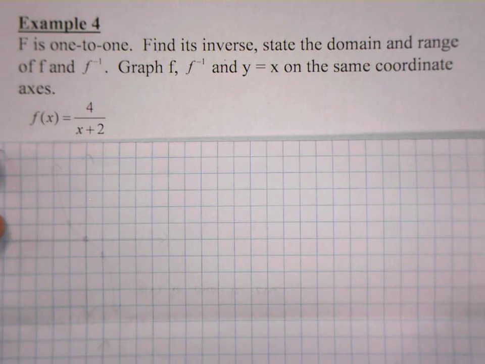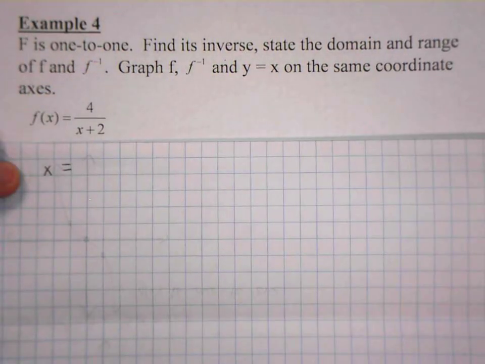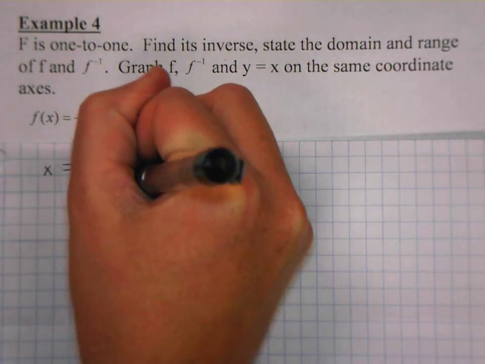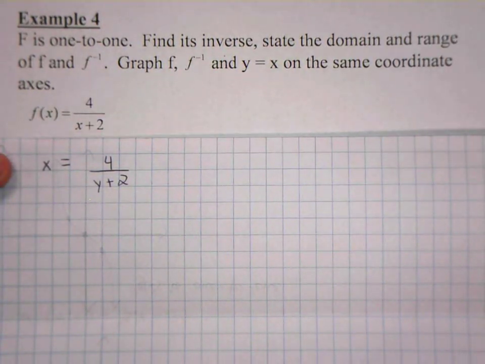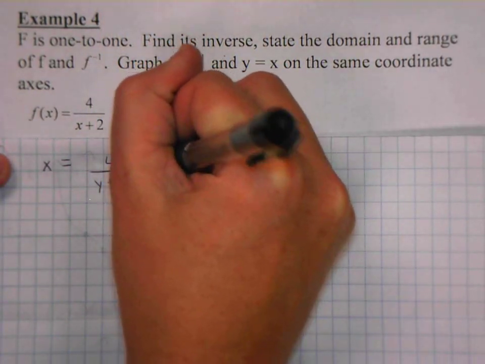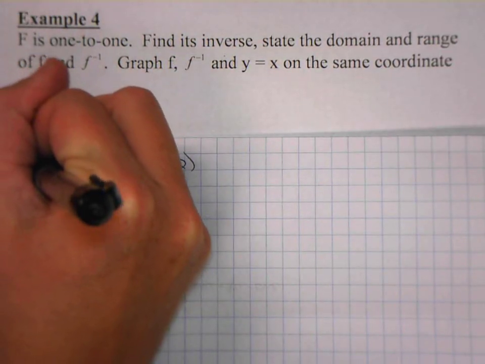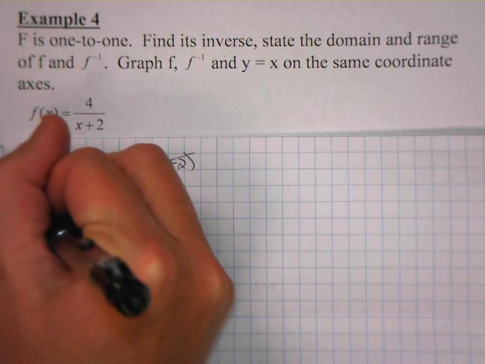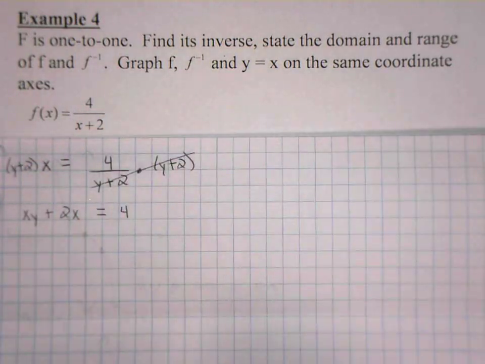To find the inverse, I would replace x and y, so x equals 4 over y plus 2. I would work on solving for y the same way we did in the last question. Multiply by y plus 2 on both sides. xy plus 2x equals 4. In this case, there's not a y in two places, so it might be a little bit easier.